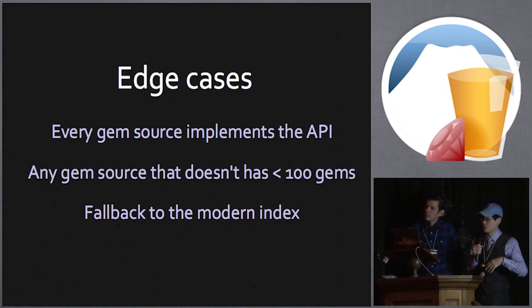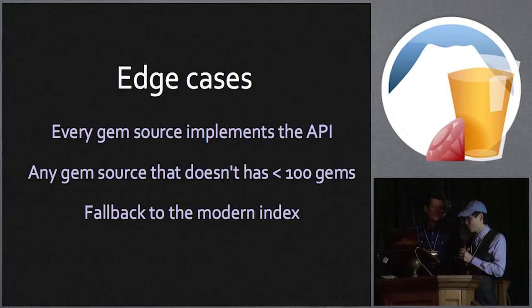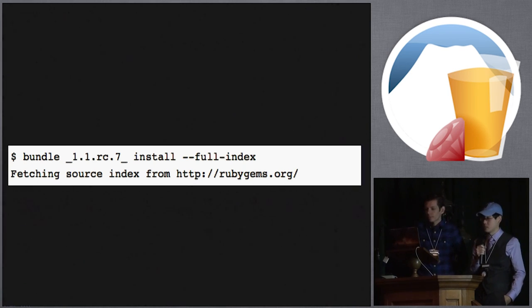So basically what we do is we just fall back to the modern index, and you're sort of left with bundler 1.0 speeds, which seems acceptable since people have been doing it for a while now. So we actually allow you to bypass the API endpoints in case there's problems or you just like waiting a long time for your bundle to install. You can actually just pass this dash dash full index here, and we'll just fetch the source index.